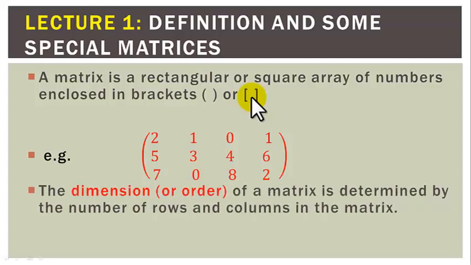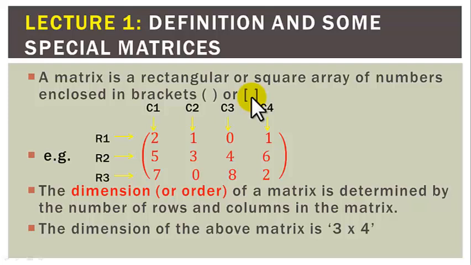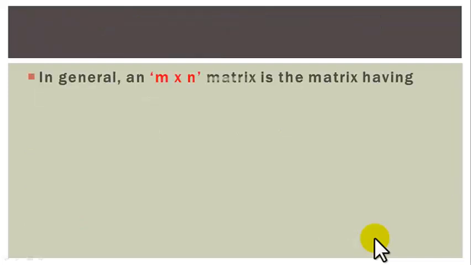The dimension or order of a matrix is determined by the number of rows and columns in the matrix. For example, in the above matrix, this is row 1, this is row 2, this is row 3, this is column 1, this is column 2, this is column 3, and this is column 4. So the dimension of the above matrix is 3 by 4, written as 3 times 4. In general, an m by n matrix is the matrix having m rows and n columns.